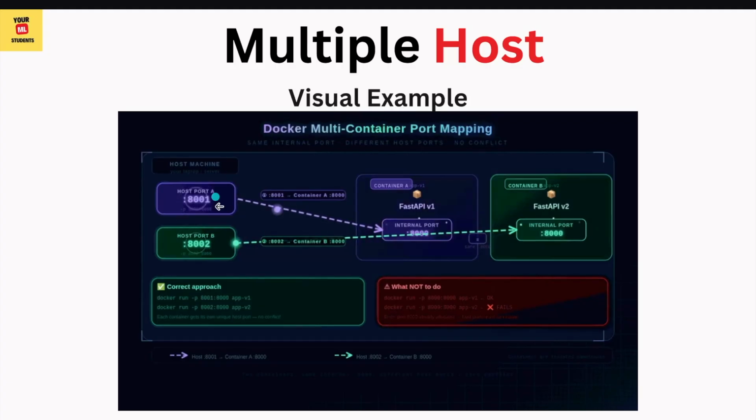And this is the simple visual example. You can see you have host port 8001, you have host port 8002, and both are connecting with one simple 8000 container port. These two are connecting with this port only. And you can see V2 is also connecting with this 8000 port only, which is container B. So it can happen that multiple host ports connect with a single container port. You can see this is the correct approach of writing that code, and I have already showed you that, right? Great.